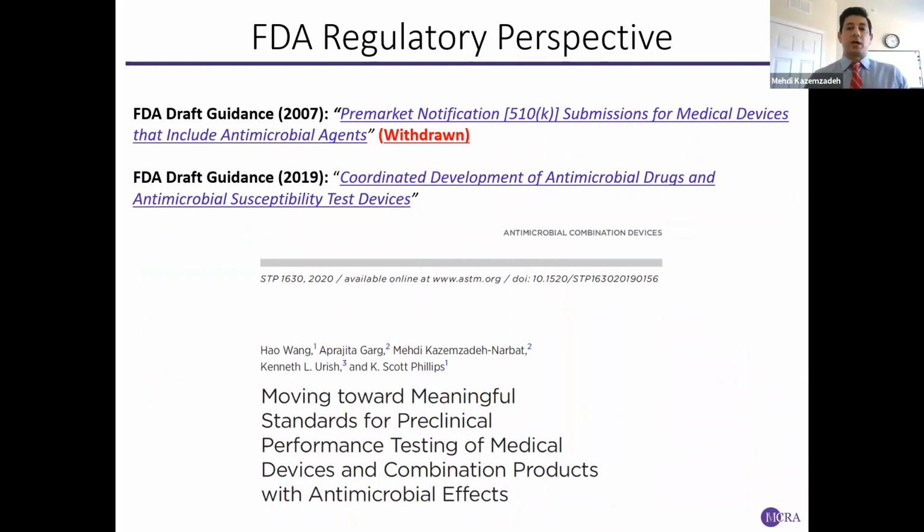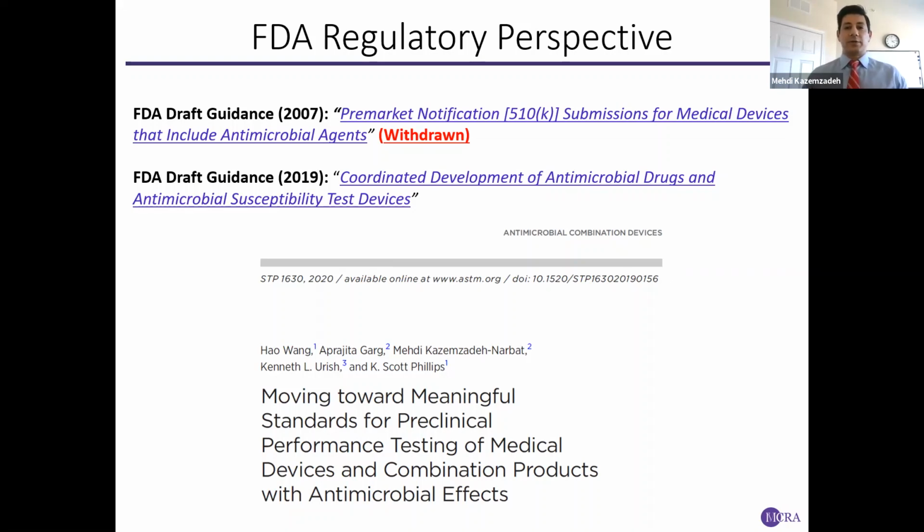Currently, there is no guidance document to explain the special controls required by the Agency for antimicrobial associated medical devices. The only guidance document, from 2007, was withdrawn by the agency, and the guidance document published in 2019 is intended to assist with a specific susceptibility test. In an effort led by Dr. Phillips from OCEL, published in an ASTM conference proceeding, we discussed the challenges with current in vitro performance testing, as well as some possible pathways to the successful development of antimicrobial combination product standards.